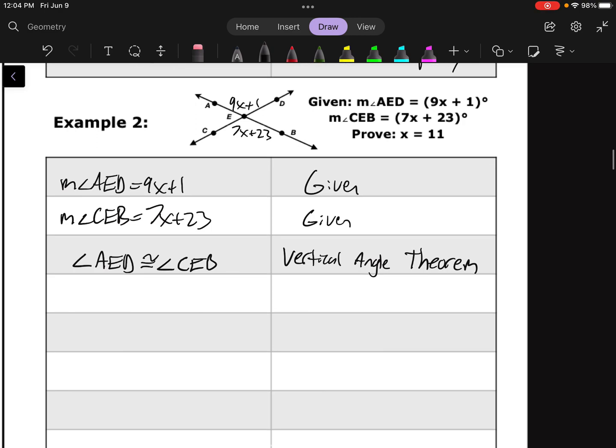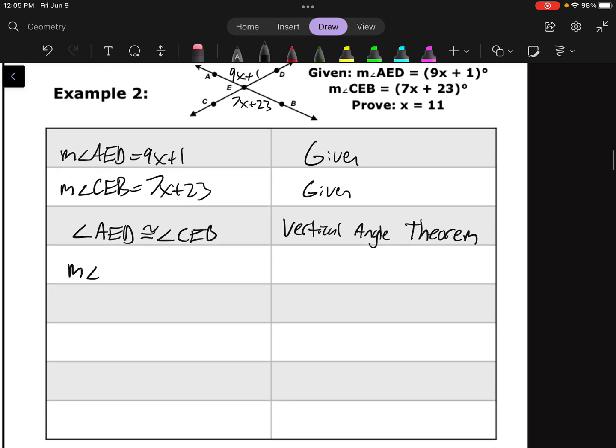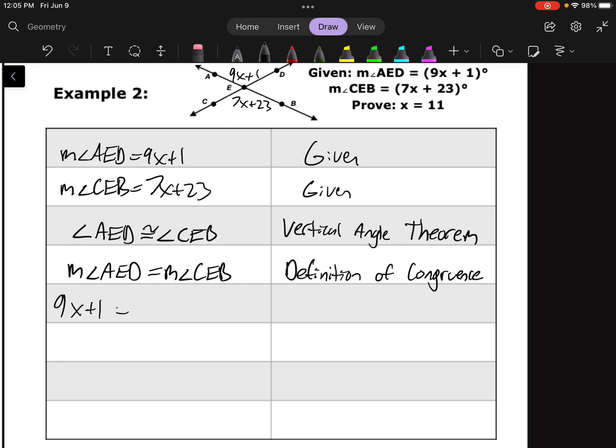Now, I want to set those things equal to each other so that I can solve for x. And if I'm going to set them equal to each other, then what I really need to do first is switch them to the measures, because the measures are equal. The angles are congruent. And anytime I switch like that, remember that is the definition of congruence. And now that I've got the equal sign, now I can actually replace those measures with the values that we have written down. So that's substitution now.